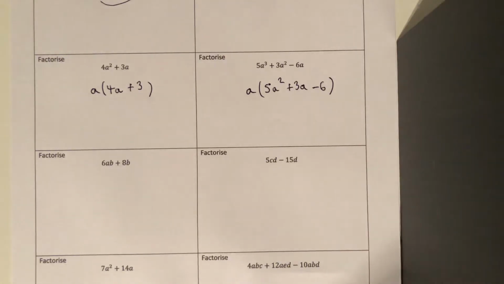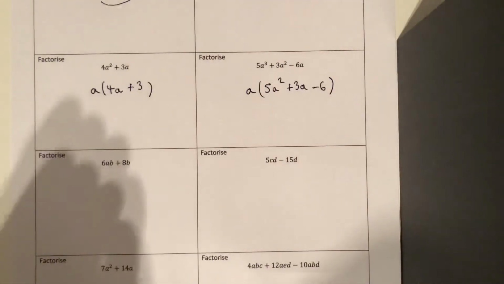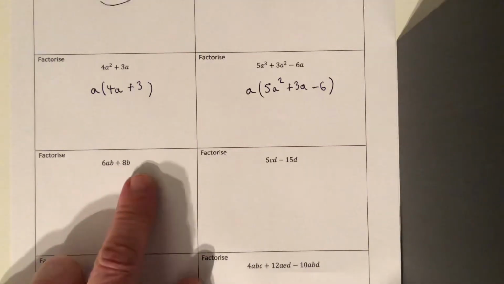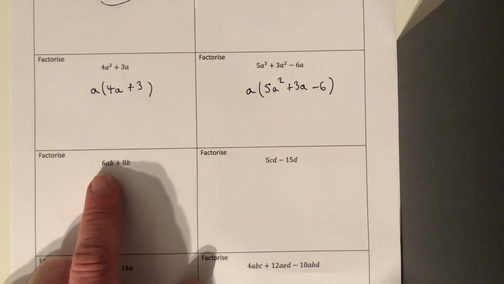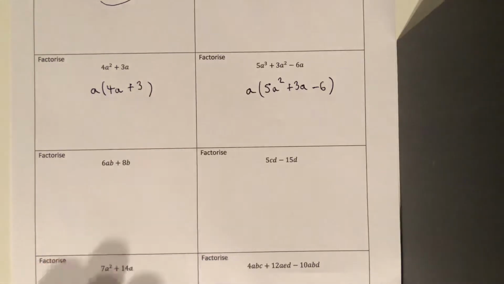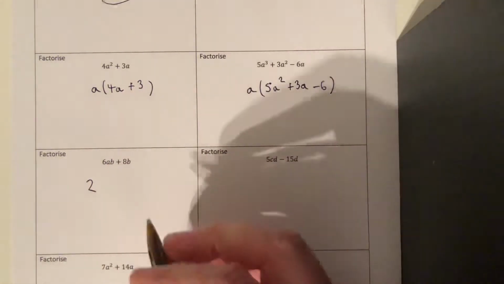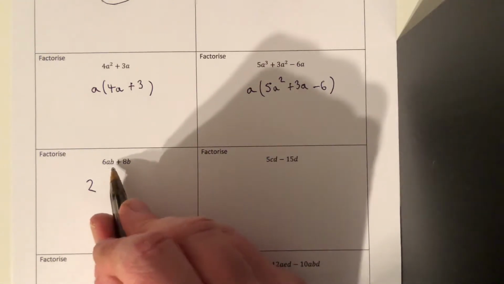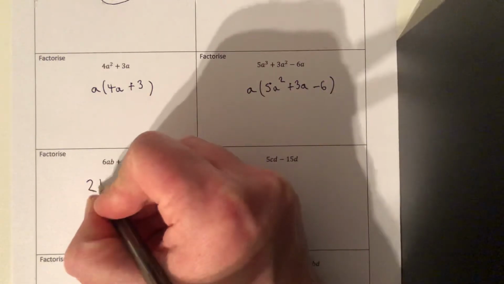Okay, this next one, a bit harder. 6ab and 8b. So again, if we're systematic about it, we can start with a number. What's common? It's easy to go, nothing, 6 and 8 are different numbers. But 6 and 8 are both even. They're both in the 2 times table. So both these pieces share the number 2. They also share a b, not an a, because there's only an a in the first one, but they certainly share a b. So I can take the b out.